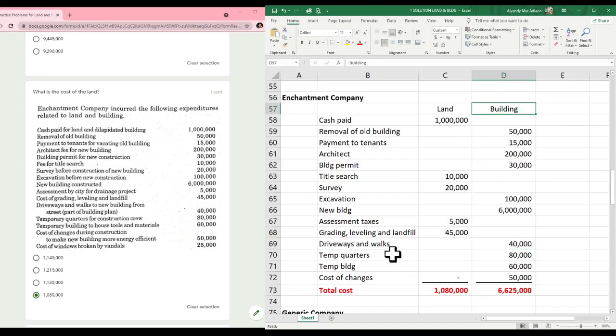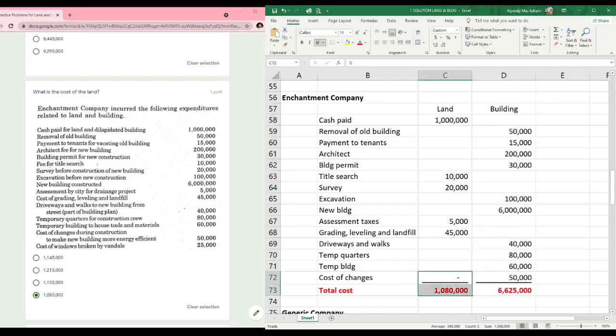Temporary quarters for construction crew, that relates to construction, so under the building. Temporary building to house tools and materials, under the building still, related to the construction. Cost of changes during construction to make new building more efficient, still related to the construction, that is under the building. But lastly, we have the cost of windows broken by vandals. This is actually an accident and it is not related to the construction of the building. And so therefore, it being an accident, it will now become part of the loss. Okay? Part of loss, which is expense outright.